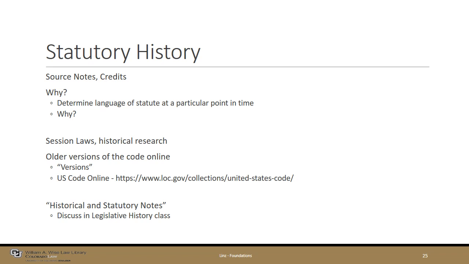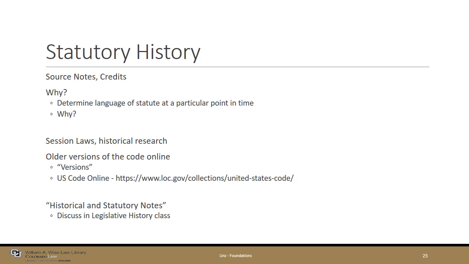Another task that we need to do as researchers is to be able to locate older versions of a code section. The reason we do this is that we need to know what the law looked like at the time our legal issue arose. We need to know what the law was at that time. And using the source notes, or credits, as it's called in Westlaw, will tell us when the code section was initially enacted and when it was amended and where we can find that amended language.